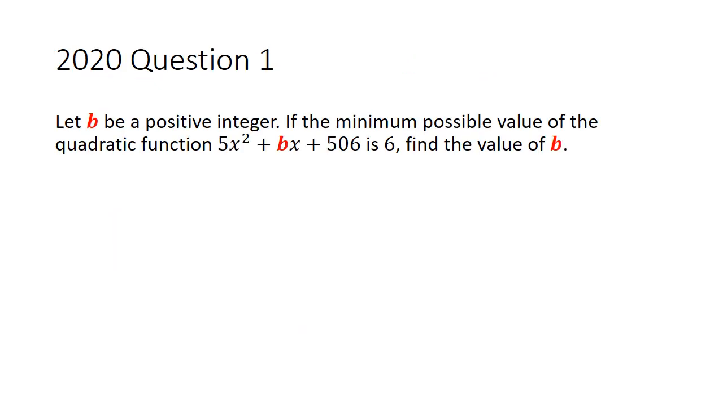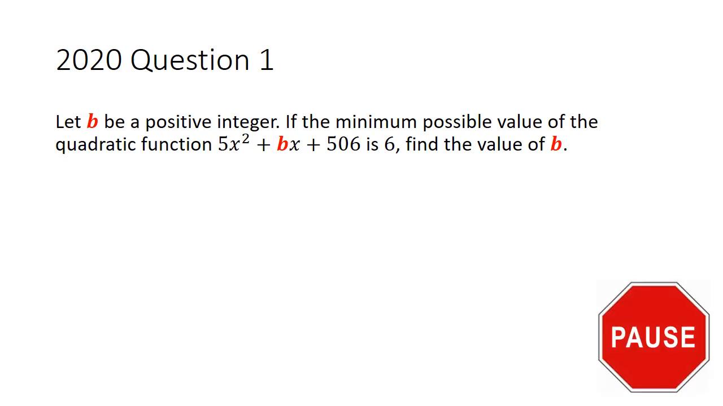Starting with question 1, let b be a positive integer. If the minimum possible value of the quadratic function 5x squared plus bx plus 506 is 6, find the value of b. Pause the video here and give this question a good try.